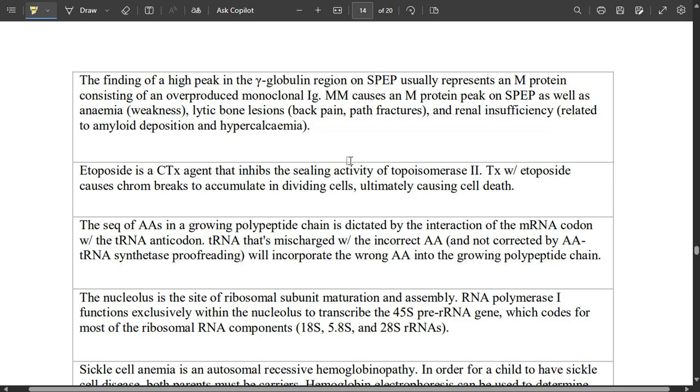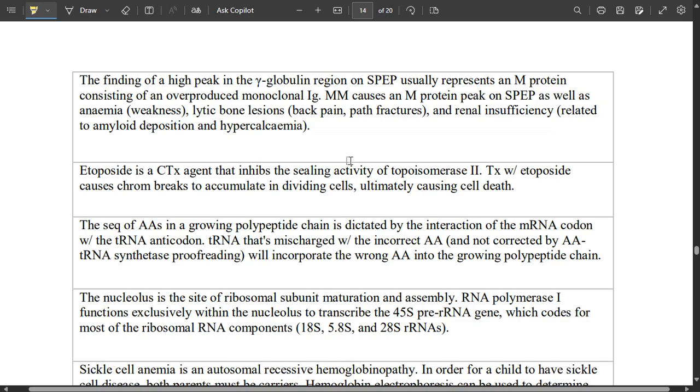The finding of a high peak in the gamma globulin region on SPEP, serum protein electrophoresis, represents an M protein consisting of an overproduced monoclonal immunoglobulin. Monoclonal immunoglobulin, if increased, produces an M spike pattern in electrophoresis, which has a high peak in the gamma globulin region, not in the alpha globulin region.